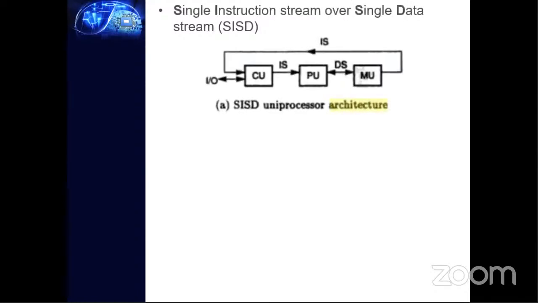So far we have seen by means of instruction and data, Michael Flynn classified the computers into 4 categories. The first among them is, what is that? Single instruction stream over single data stream, SISD. It has a single control unit and a single processing unit with memory. A single instruction is processed over a single data stream, we have seen.